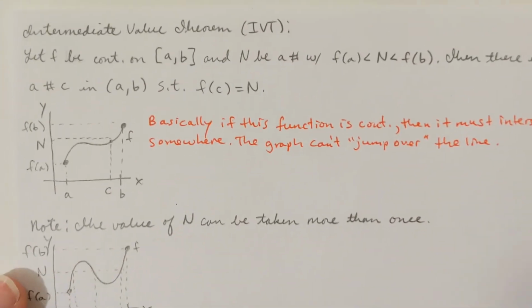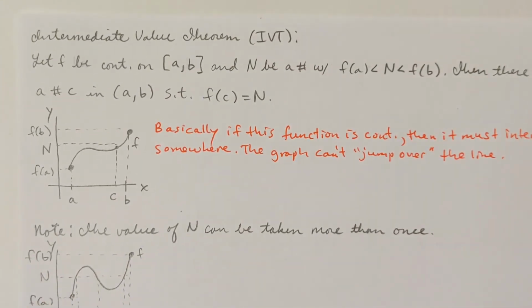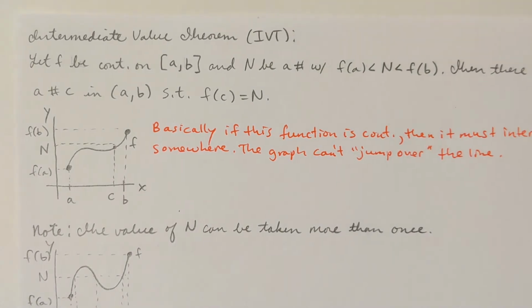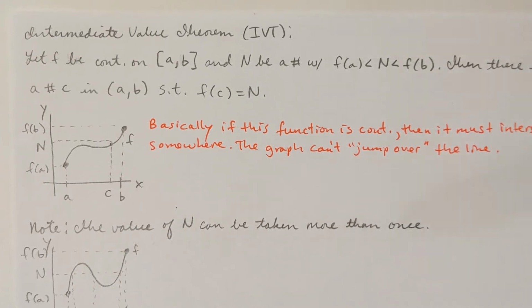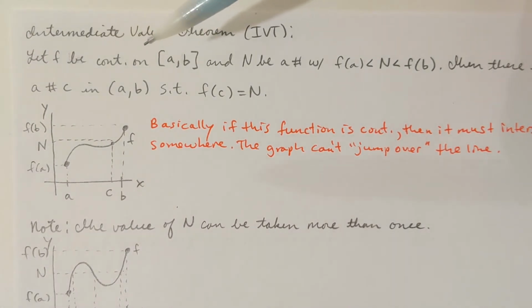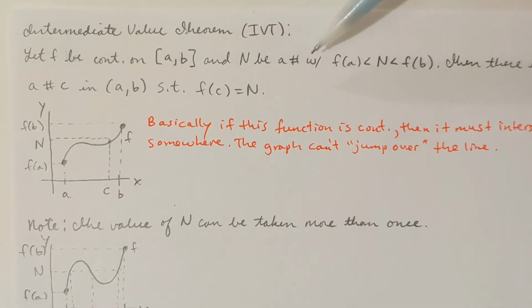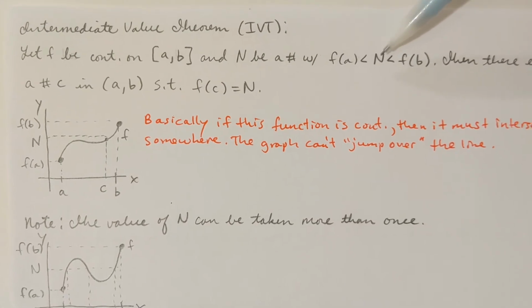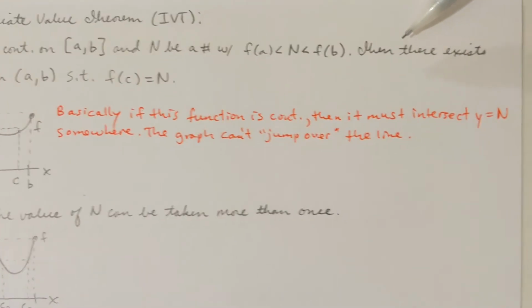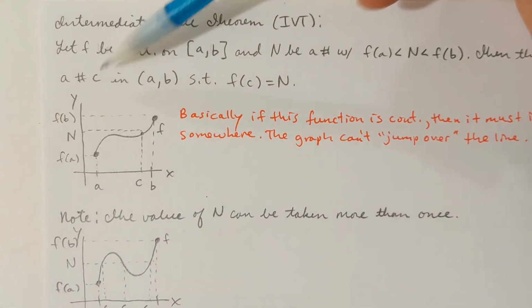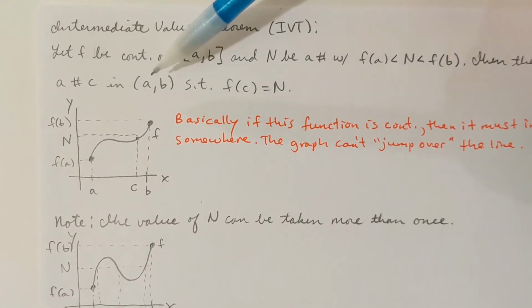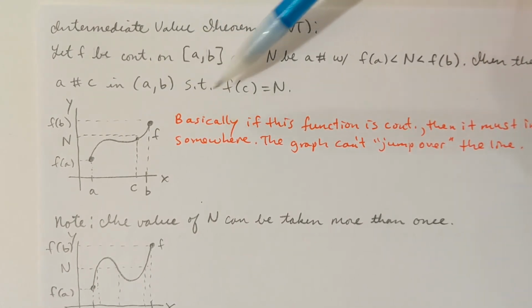The last thing in this section is the intermediate value theorem. I'm going to let IVT represent intermediate value theorem. Your book is going to do the same thing. And so let's talk about that next. Let f be continuous on a closed interval [a, b] and n be a number with f of a less than n less than f of b. Then there exists a number, which we're going to call c, in the open interval (a, b) such that f of c equals n.